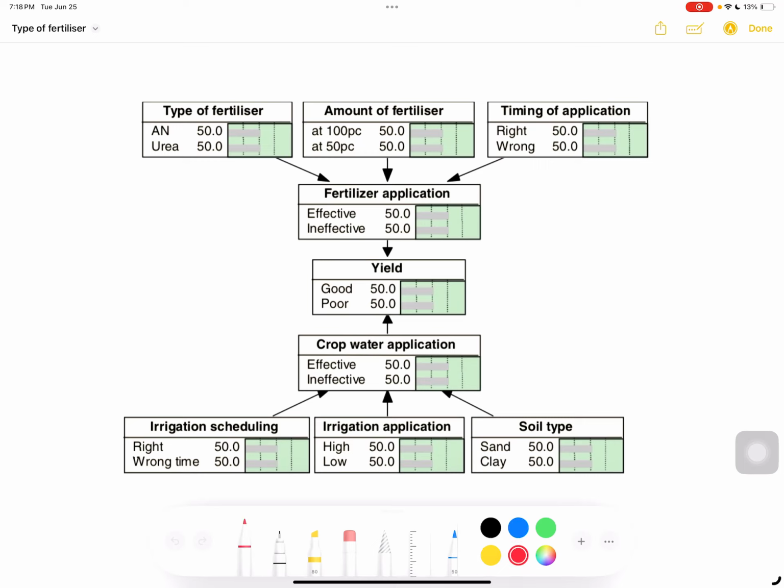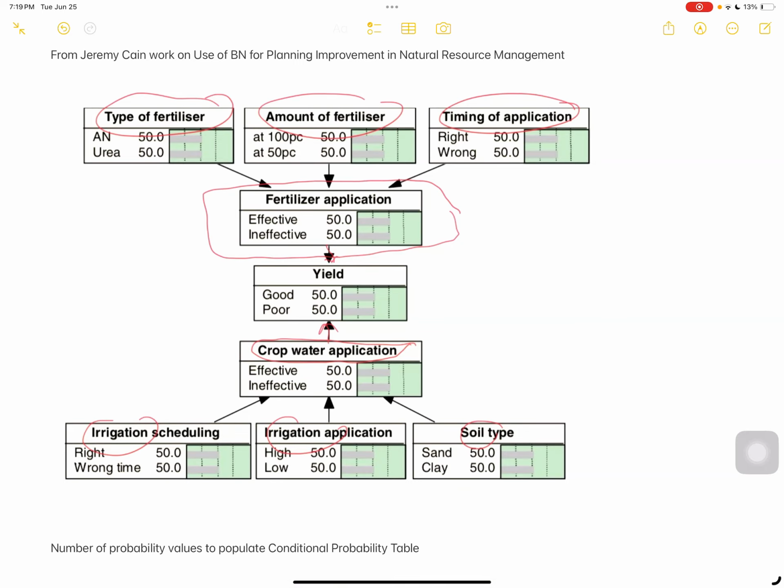As you can see, here we have type of the fertilizer, amount of the fertilizer, and time of the application. So we introduced a new node which is called fertilizer application, and we are taking all the inputs into this. And again, from the bottom, irrigation and soil type. I gave it the name crop water application, and then, similar to the original network, they are going into the yield. Now, what is the advantage of this?